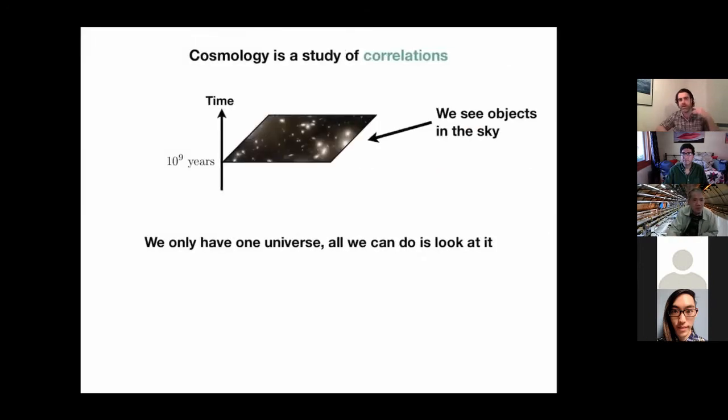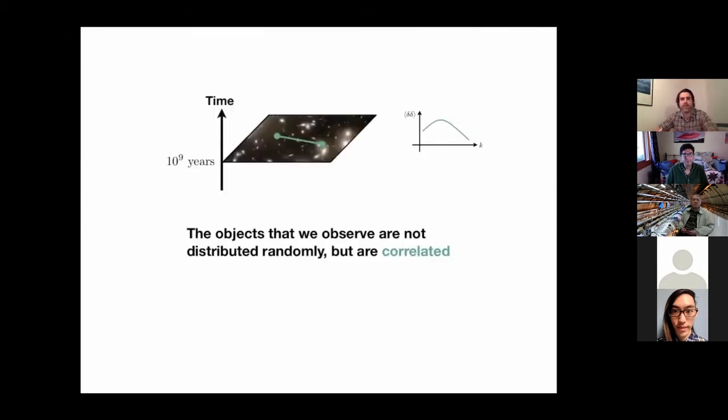So when we go out and look in the sky, we see objects distributed around. And the very interesting, remarkable thing is that the objects that we observe, like galaxies and clusters of galaxies, are not randomly distributed in the sky, but in fact their distribution is correlated. In particular, if I go out and find a galaxy, it's more likely to find another galaxy a certain distance away from it. This correlation or relationship is captured in the two-point function or power spectrum of galaxy-galaxy correlations.